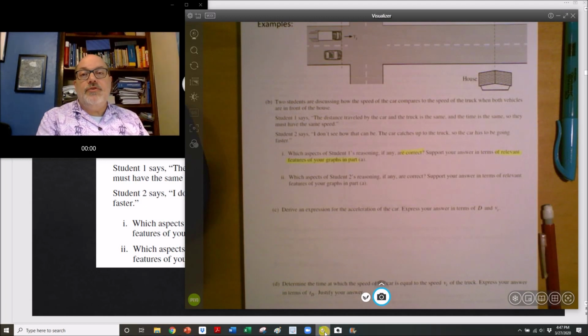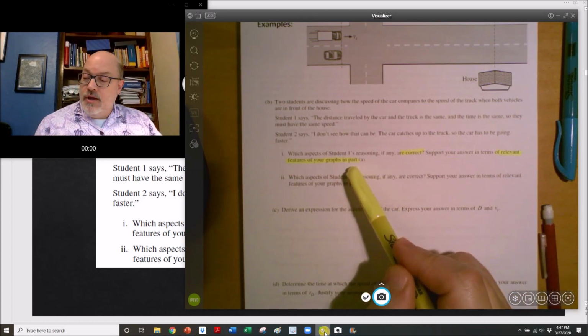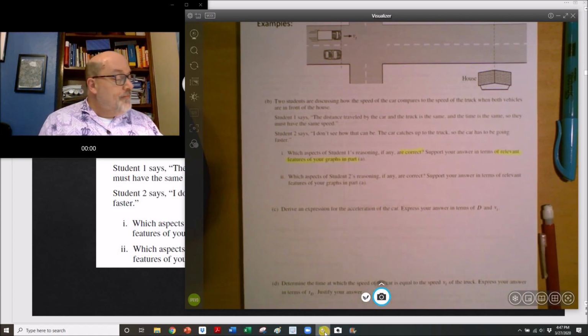This is where a lot of my students have trouble. What they do is they correctly pick the correct part of their statement, but what they forget to do is to answer it the way it's been asked. They want you to use the graph from earlier to make your answer or make your argument, okay?